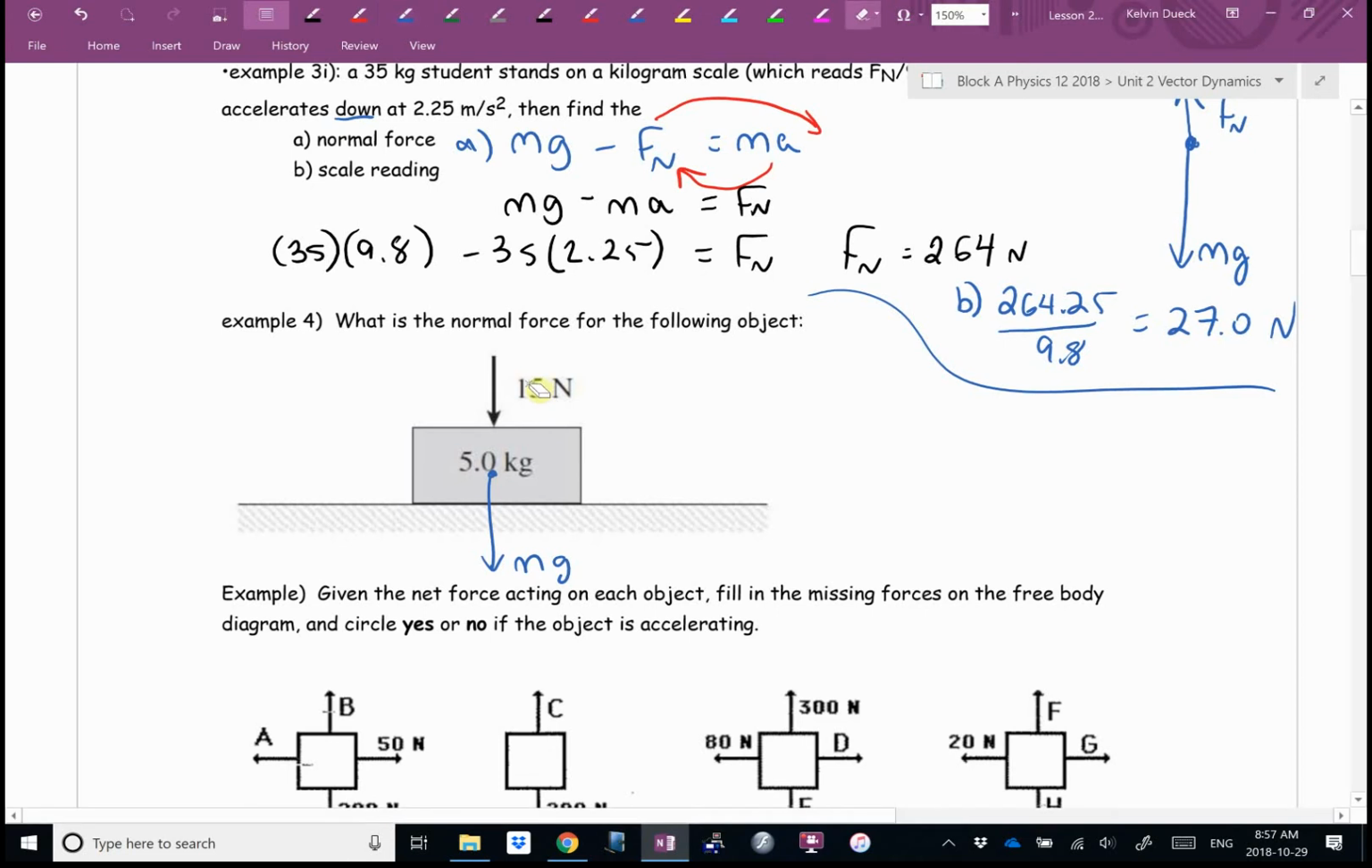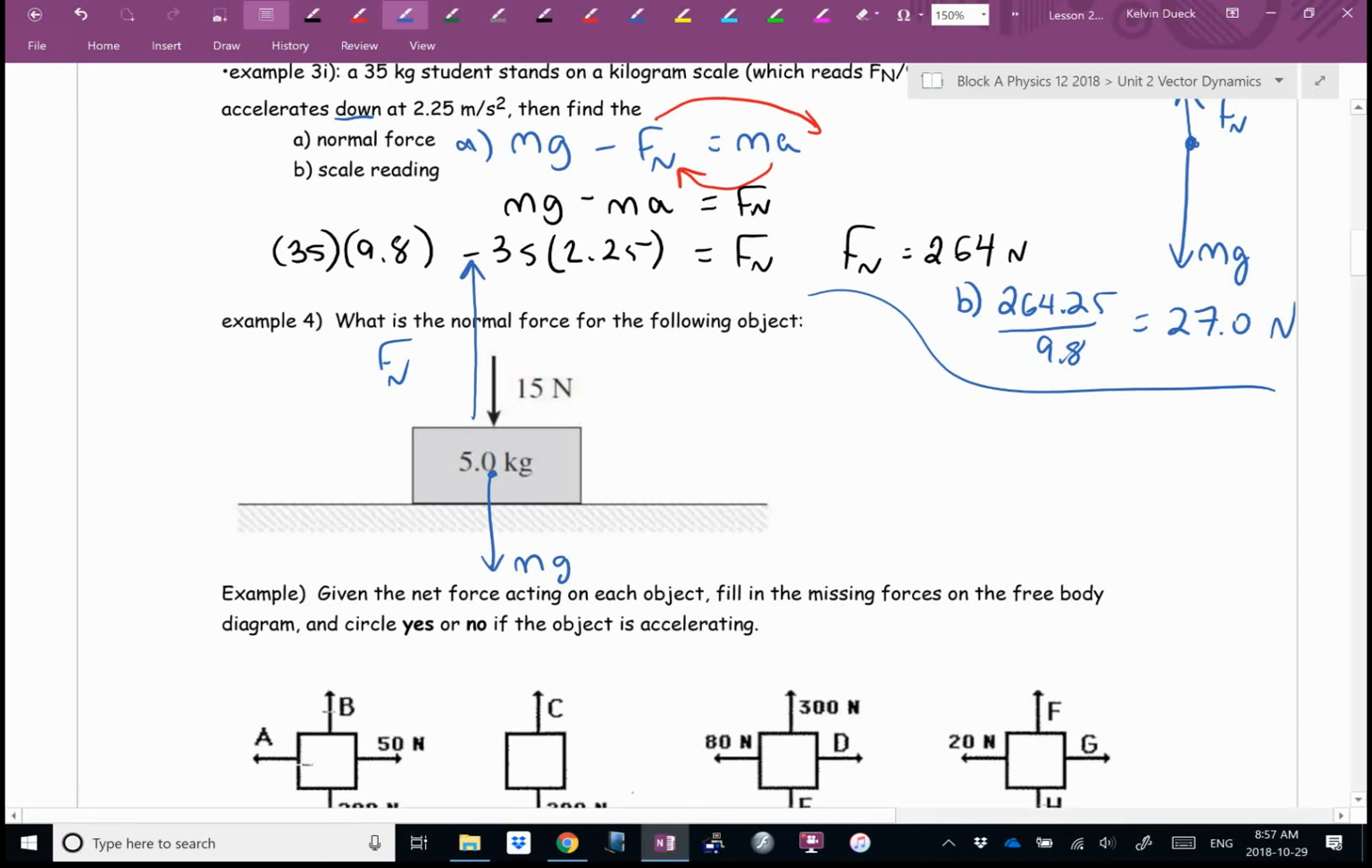So I have a 15 and an mg down. There's a normal force up, and I know that normal force has to be bigger than mg. In fact, I can even tell you by exactly how much. How much bigger than mg does that normal force have to be exactly? It's got to also cancel out that 15.